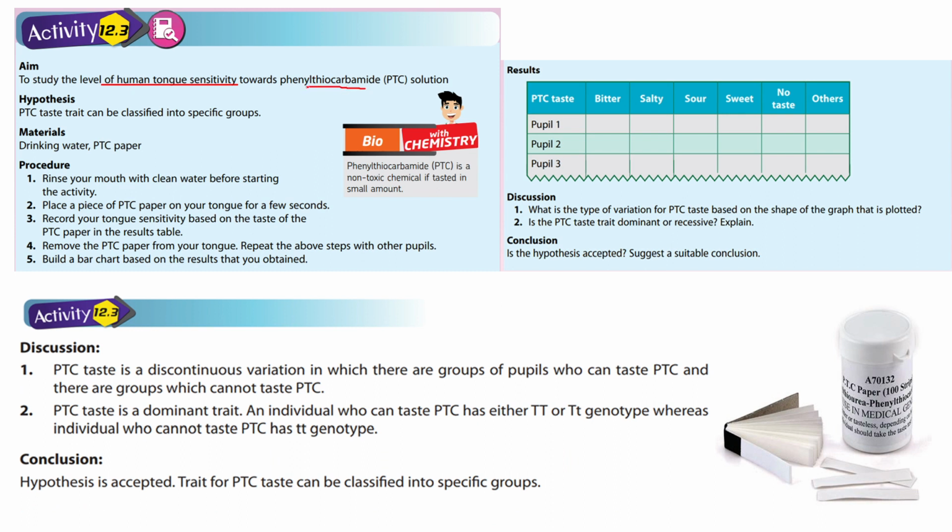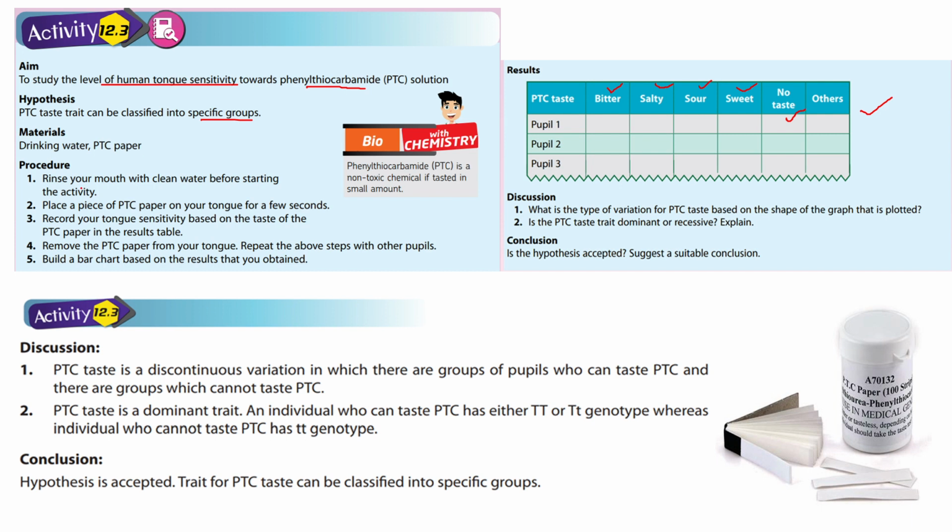So PTC stands for phenylthiocarbamide, which is a non-toxic chemical if it is tasted in a small amount. Okay, so the hypothesis is that PTC taste trait can be classified into specific groups. Okay, we can refer to the table here to show the taste trait, whether it is bitter, salty, sour, sweet, or it is of no taste.